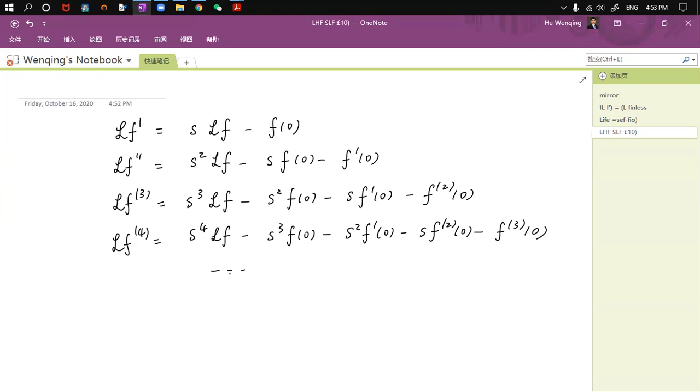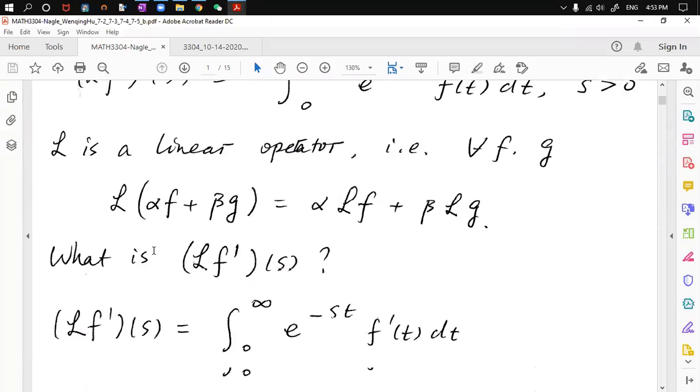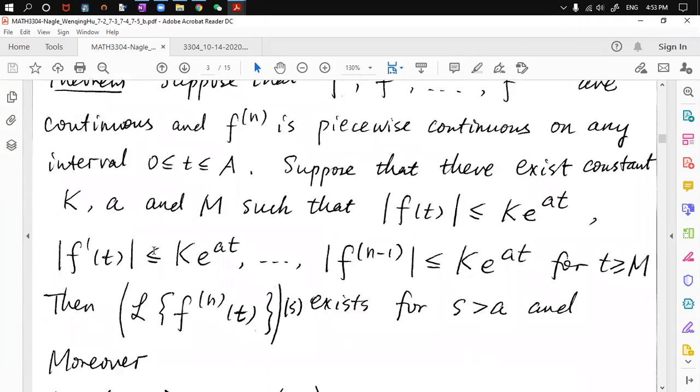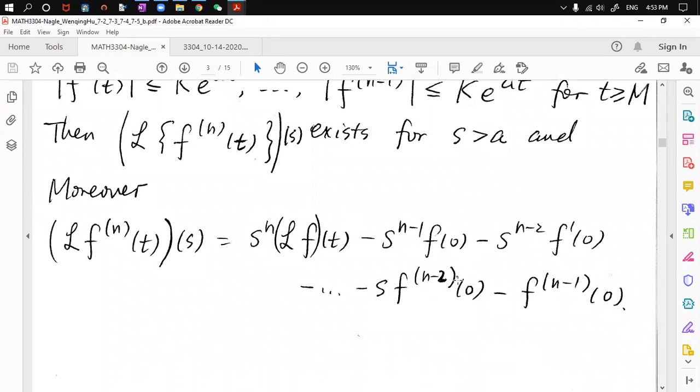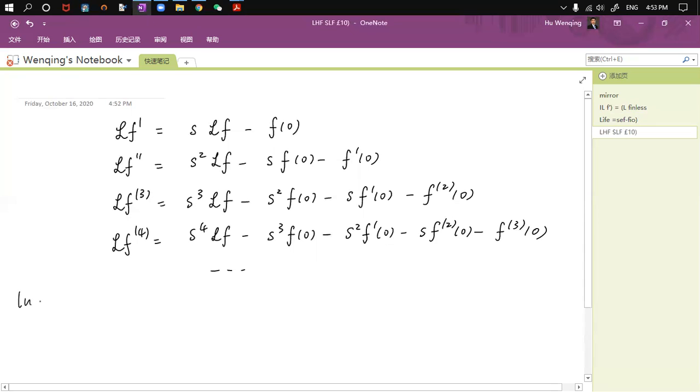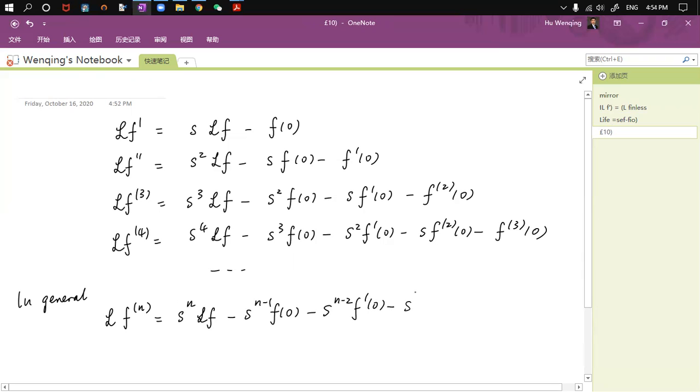So what is it in general? In general, you're going to see a theorem that the Laplace transform of the nth derivative results in a formula like this. You can see that these are powers of s. So that's going to be s to the power of n times the Laplace transform of f, minus s to the n minus 1 f of 0, minus s to the n minus 2 f prime of 0, and you can continue these minuses, until you reach s times the (n minus 2)th derivative of f at 0, minus the (n minus 1)th derivative of f at 0.